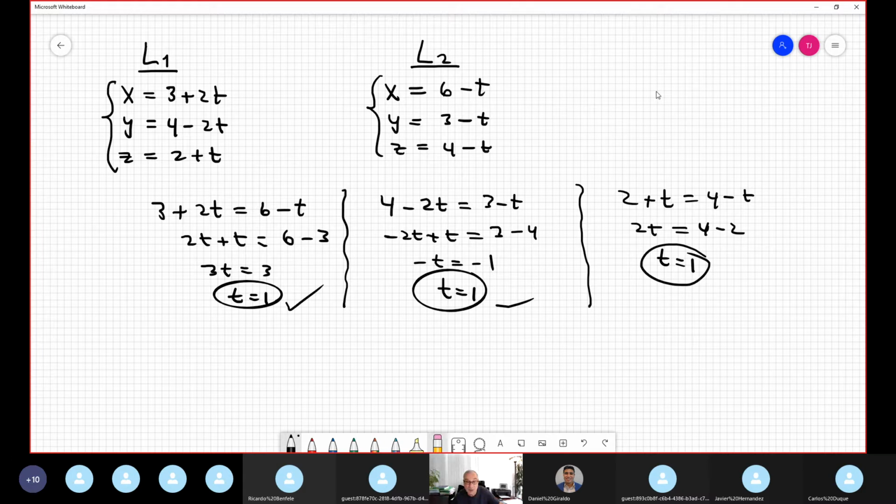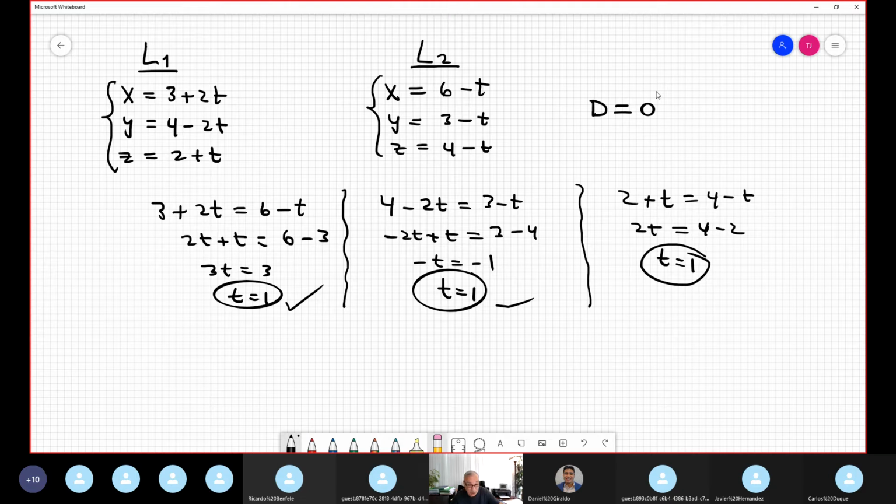So you confirm that these lines are intersecting because t is the same. Now, if it's intersecting, it's obvious that if my question is what is the distance, the distance is 0, because we have a common point.